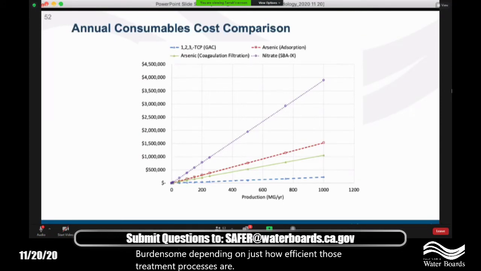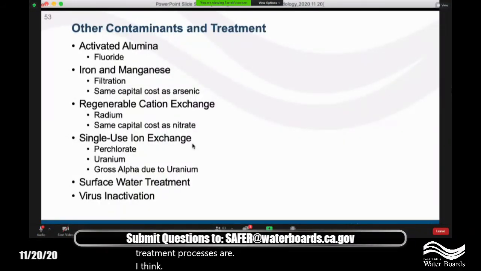I think one more slide, maybe. Yes, this is just the menu of other things we've looked at. You've got fluoride managed with activated alumina. Iron and manganese show up quite a bit. Radium, perchlorate, uranium, and then gross alpha.